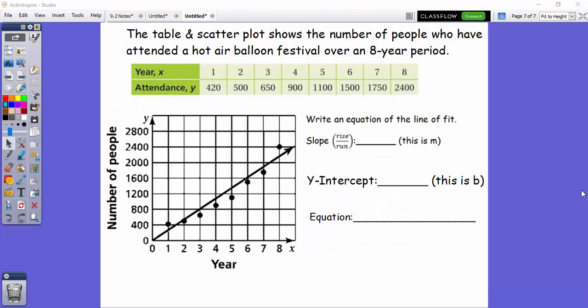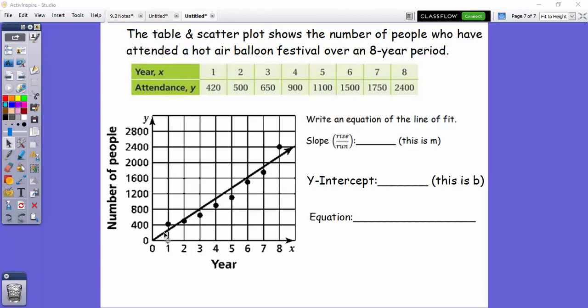Okay, and the last piece that I want to go over with you is how to make precise predictions. So this problem says the table in Scatterplot shows the number of people who have attended a hot air balloon festival over an 8-year period. So this table was plotted on the Scatterplot and the line of best fit was drawn in.